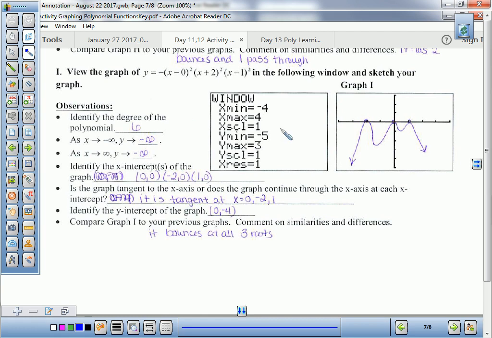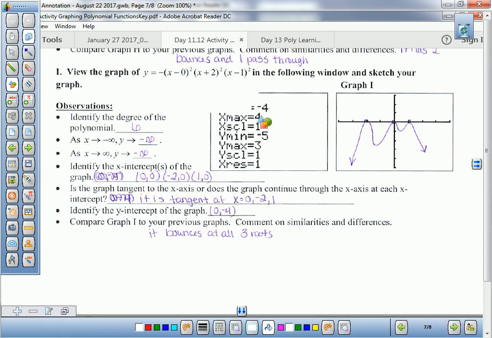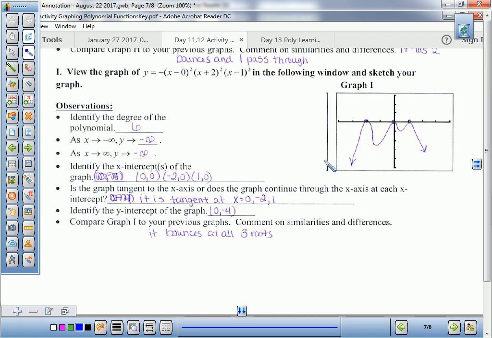Okay, so you didn't need this part because we did it on Desmos instead of the calculators. We could have done the same activity on the calculators, but we chose Desmos. Desmos is just easier. So we have an x-intercept here at 0, 0, -2, 0, and 1, 0.